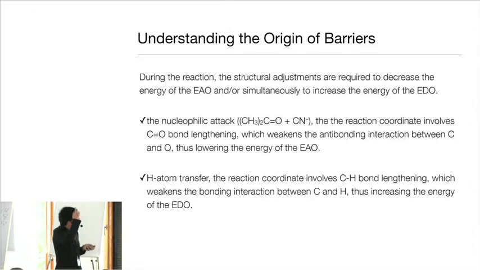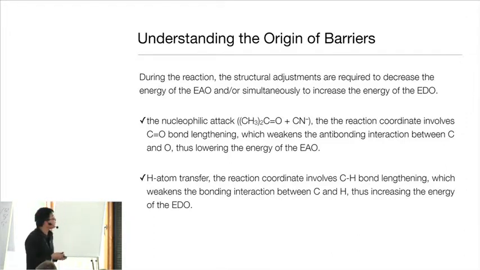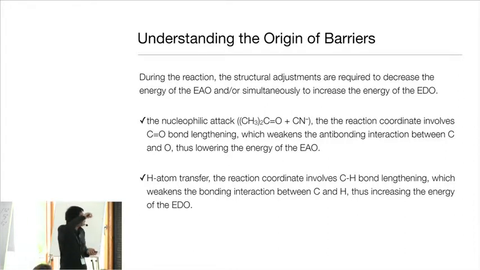So the barrier actually comes from the geometric distortions needed to achieve this electron transfer. We have found this in most cases. And the nucleophilic addition is the same thing. You elongate the CO bond, but now you have the CO pi star as the electron acceptor. When you elongate it, you lower the energy of this pi star, because now your electron accepting orbital is pi star.